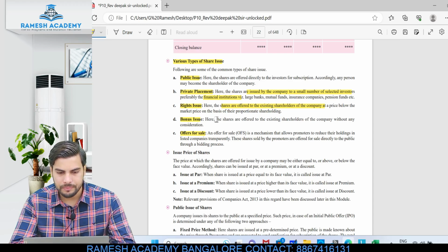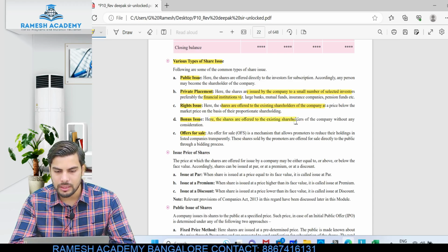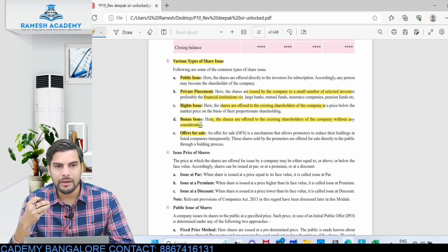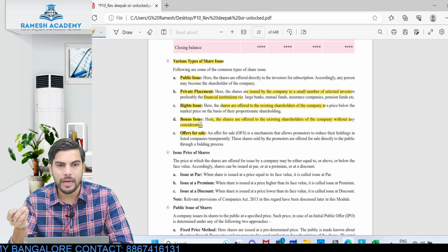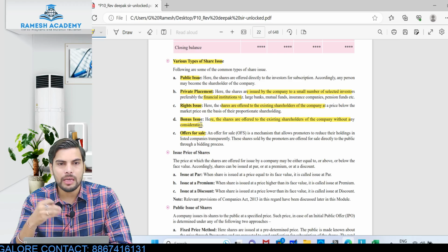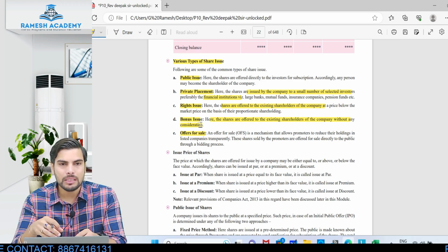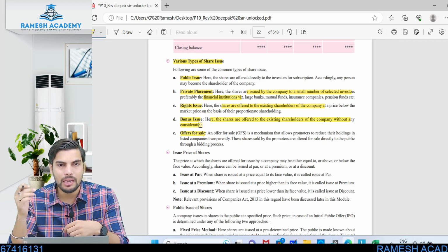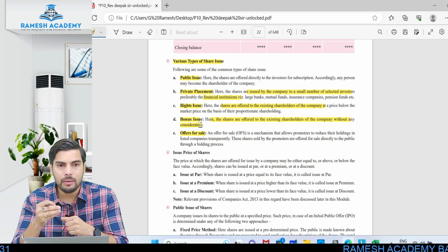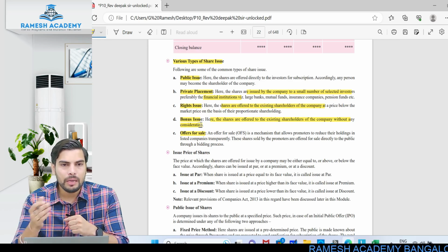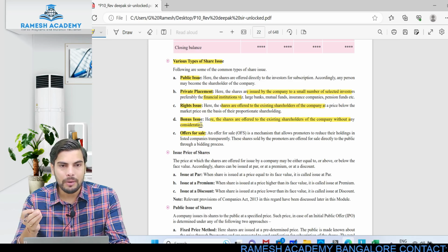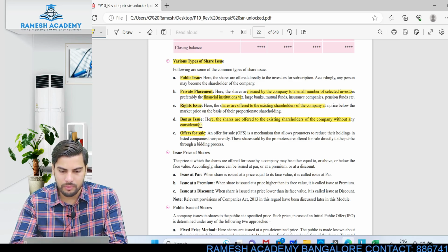So look at this. Here the shares are offered to the existing shareholders of the company without any consideration. This is what is important: when it comes to bonus shares, the company will not be receiving any kind of consideration. In case of a rights issue, the company will be giving an offer to the existing shareholders, and from the existing shareholders the company will be receiving some consideration, which will normally be lesser than the prevailing market price. But when it comes to bonus shares, the company will be issuing shares to the existing shareholders free of cost. That is, the company will not be collecting any sort of consideration from them.